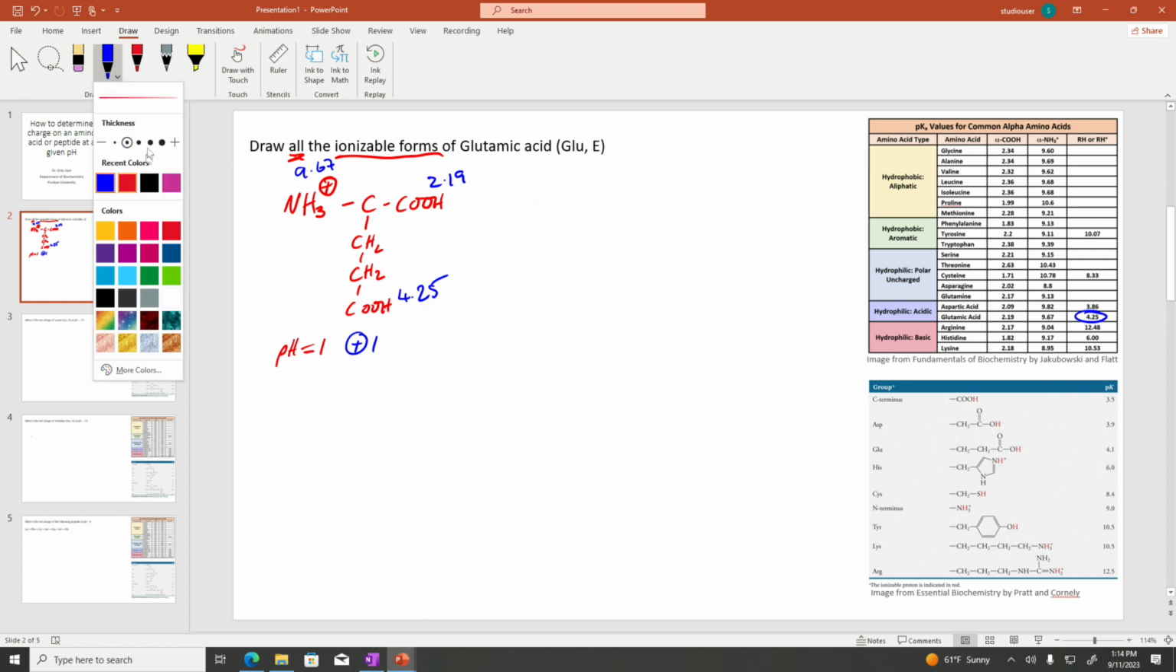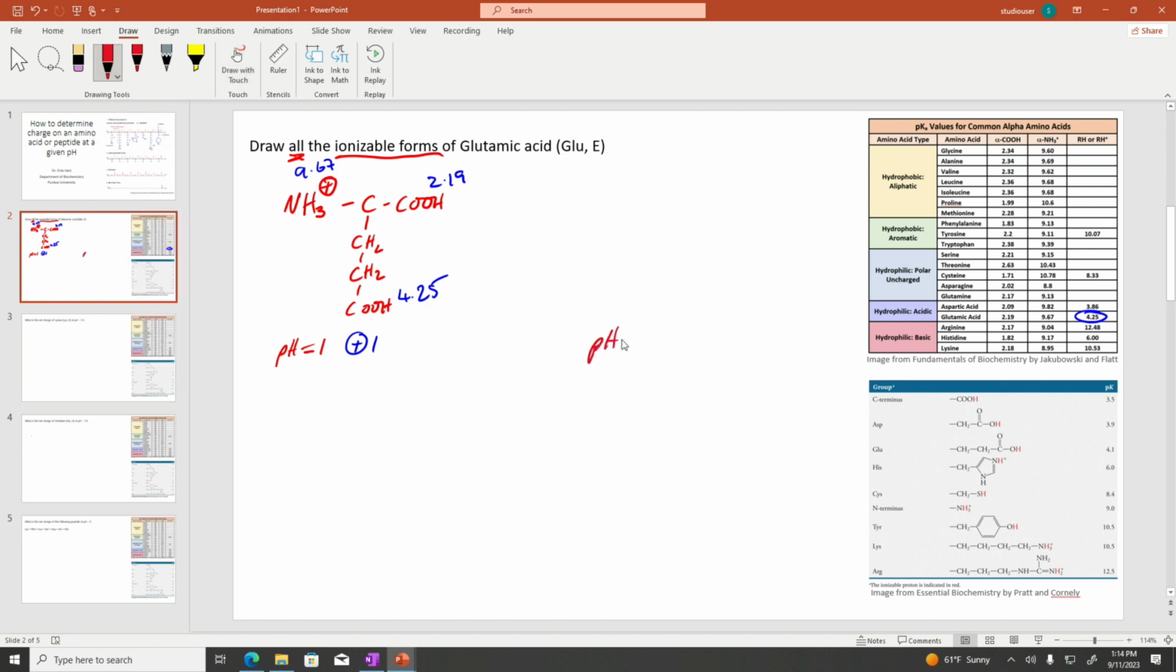So let's go back to our red color to draw the next form. So when you're deprotonating an amino acid, you're just going to knock the protons off one by one in order of their pKa's. In terms of how this happens physiologically or in solution, what would need to happen with the pH is that the pH would need to rise above the first pKa. So if this is 2.19, let's say a pKa of like 3, so our pH rather of 3.